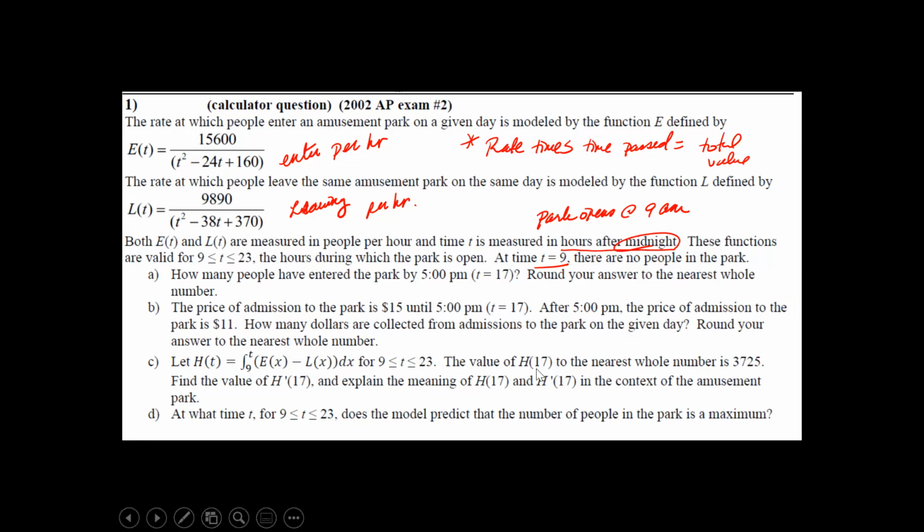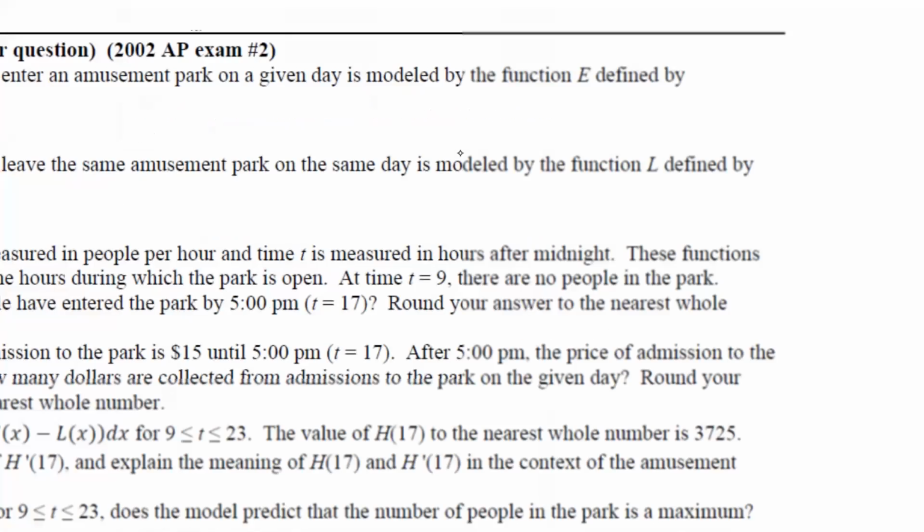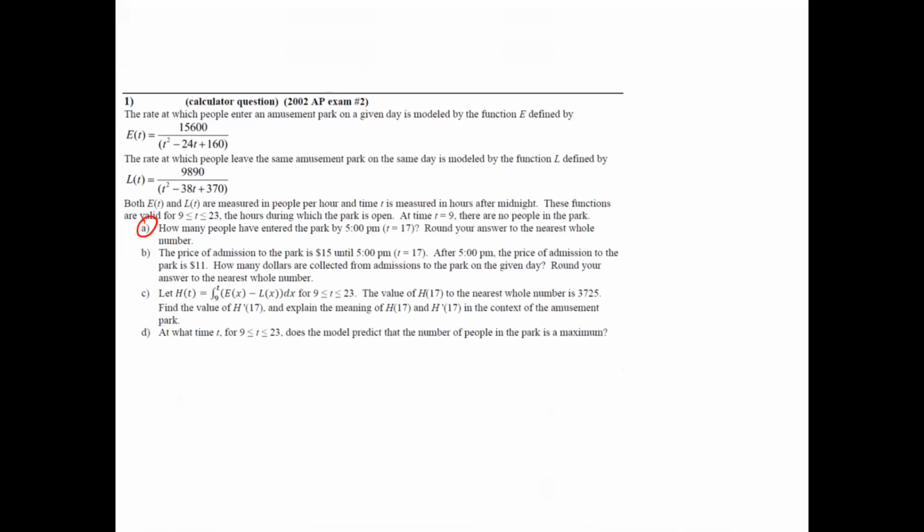All right, let's go ahead and take a look at the first part. For A, it says how many people have entered the park by 5 p.m., or in this case, t equals 17. Round your answer to the nearest whole number. You're going to look at the integral from 9 to 17. 17 minus 12 gives me 5 p.m. So 9 a.m. till 5 p.m. You're looking at entering, so the integral of E(t) dt from 9 to 17.